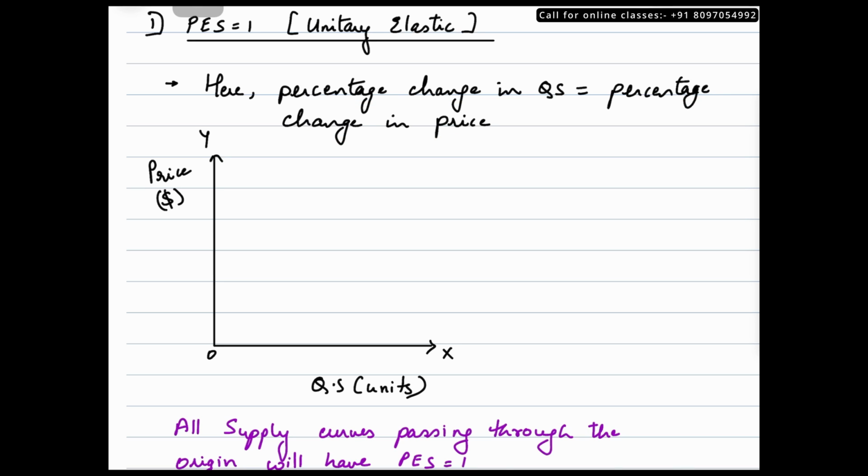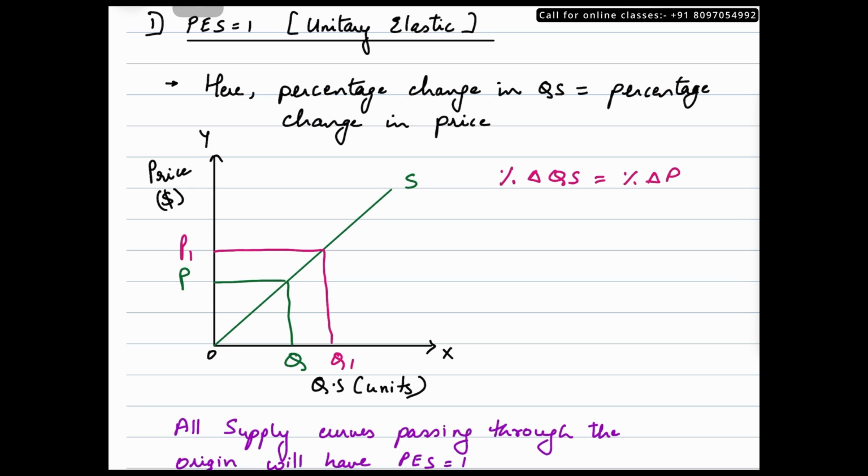In this case, the supply curve would be an upward sloping linear curve that begins from the origin. Let me name it as S, and let us say that this is the initial price and quantity situations. So this is P, this is Q, and this is the new situation. So let us say this is P1 and this is Q1. So over here, percentage change in quantity supplied is exactly equal to the percentage change in price. Now in this segment, this triangle here represents change. We could also call it as delta.